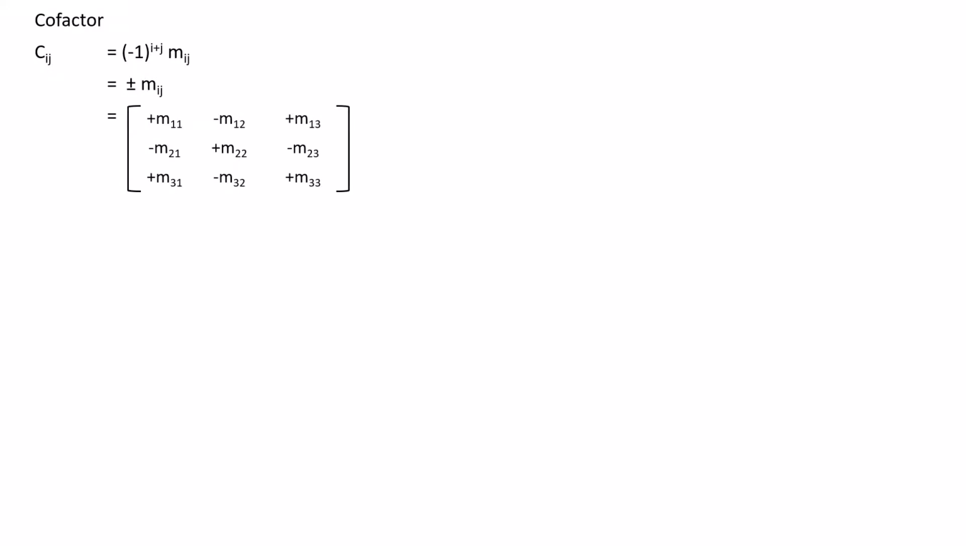Next, cofactor. Cofactor equals to -1 to the power of the sum of i and j multiplied with its minor. This means that the cofactor is either a positive or negative minor, and the cofactor can be written as this. Can you see here? The positive and negative signs are alternating.